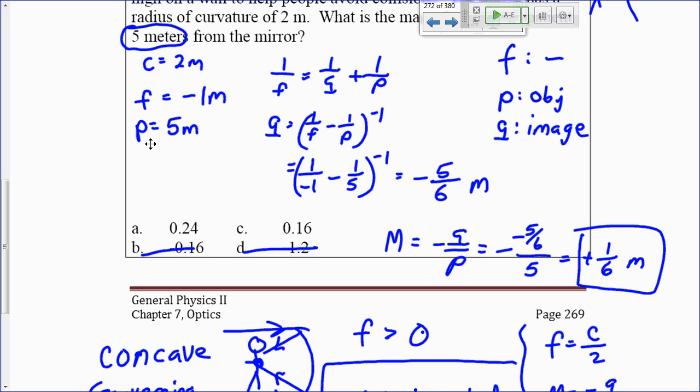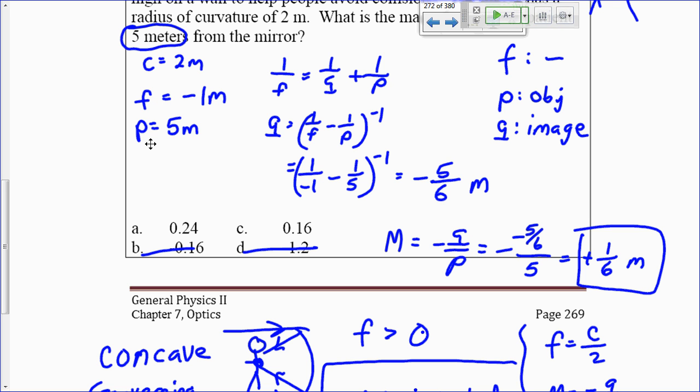In these problems, it's really about keeping track of all those signs and making sure they are correct, and also knowing what type of mirrors produce what type of images, and that'll really help you. You'll probably see a couple of these on the test, a couple of free response in this order.